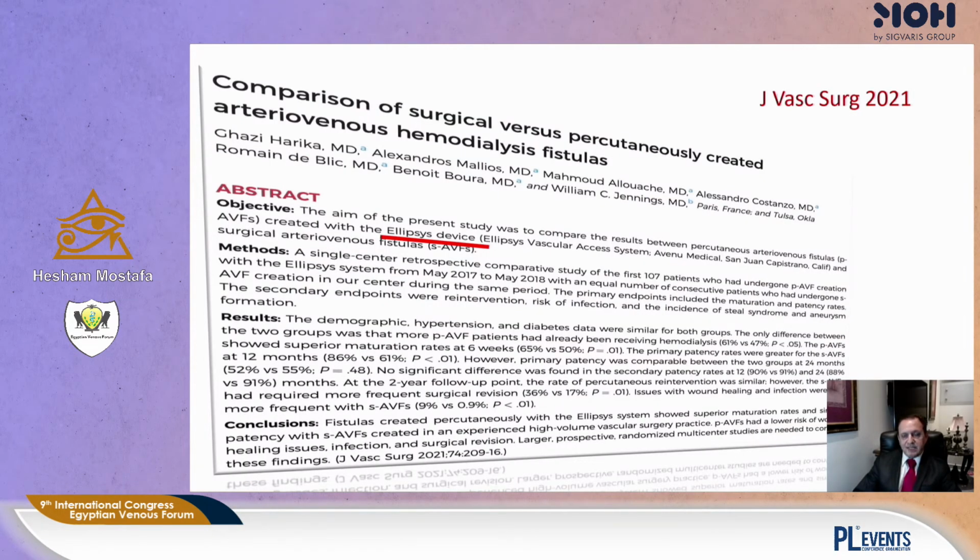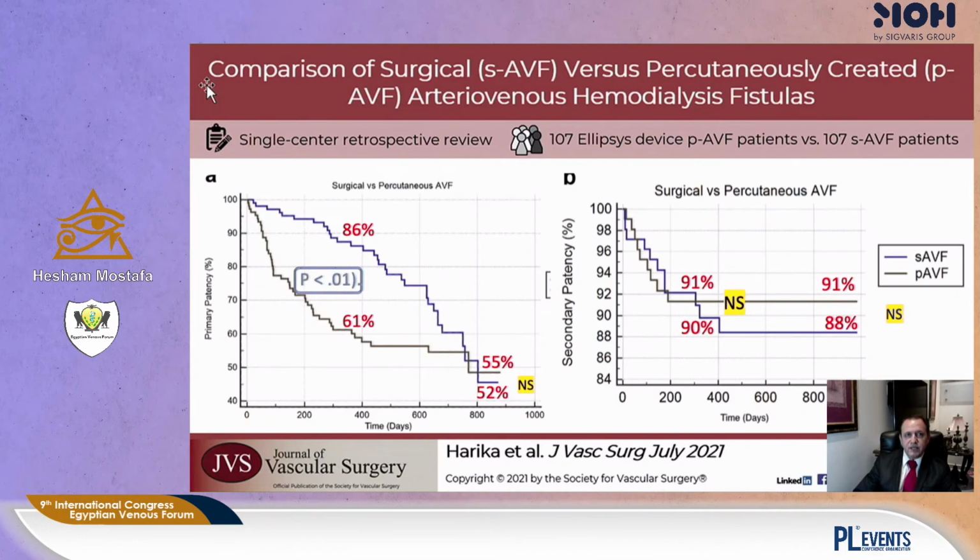This is again a nice paper also published recently. They compared surgical versus percutaneous AV fistula using devices. It's a single-center retrospective review. They had 107 patients with Ellipsys and 107 patients who had surgery. They looked at 1 year primary patency, which was much higher for the surgical group, 86% versus 61%. But if you look at 2 years, patency was the same. Then looking at secondary patency, at 1 year it was the same, and at 2 years again the same.